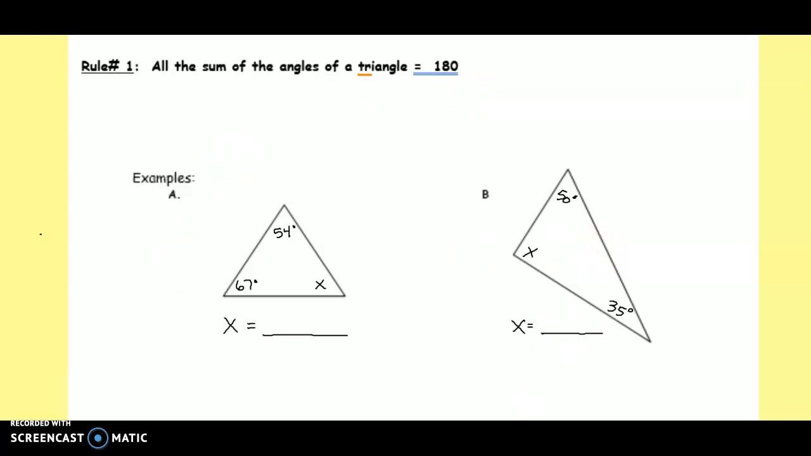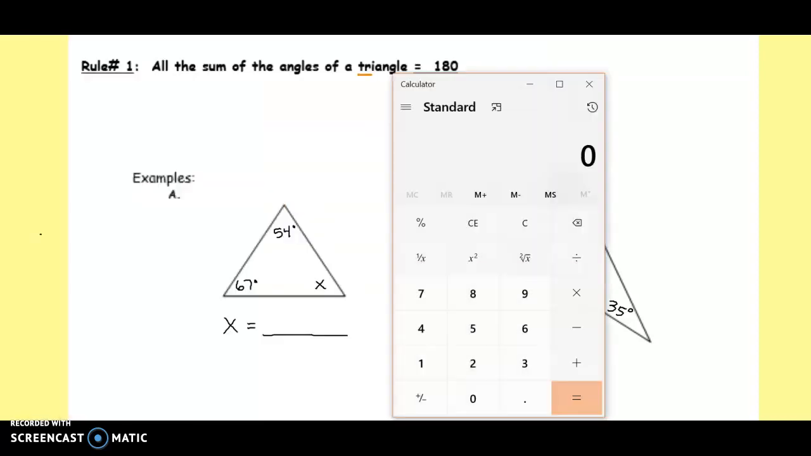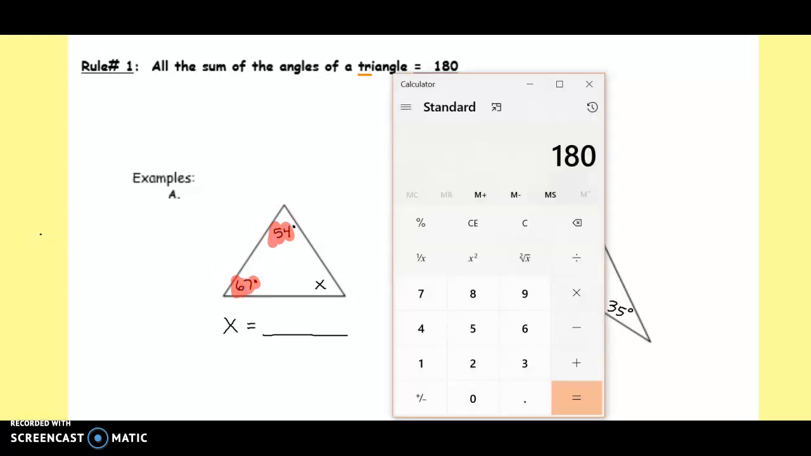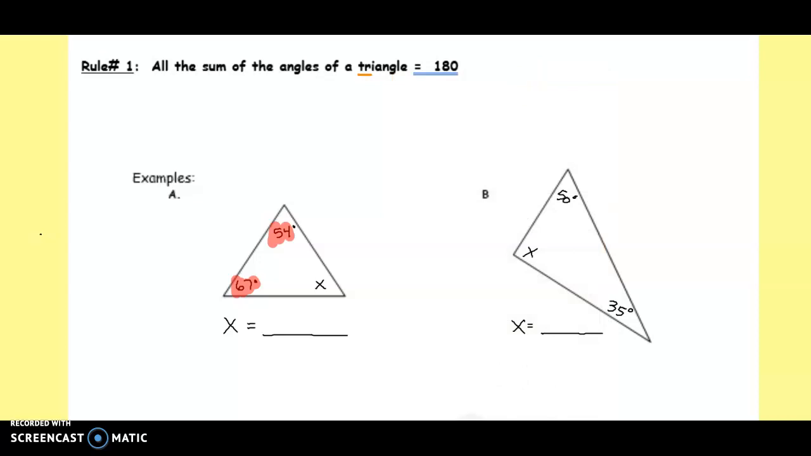So taking a look at the first 2 examples here, we know 2 out of the 3 measurements, so we're able to take that idea that all of them inside have to equal 180 and figure out this last missing measurement. So if all of them add up to 180, grab a calculator here, we could start with that value of 180 and take away the 2 measurements that we do know. We know 54 and we know 67. So we start with 180, we subtract 54, and then subtract 67, and we're left over with 59. So 59 is that missing measurement right here.